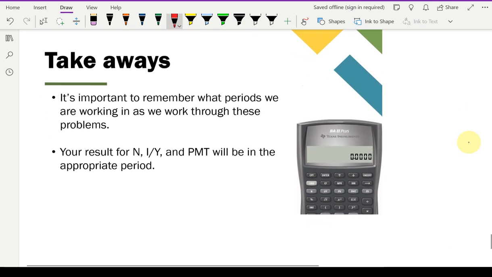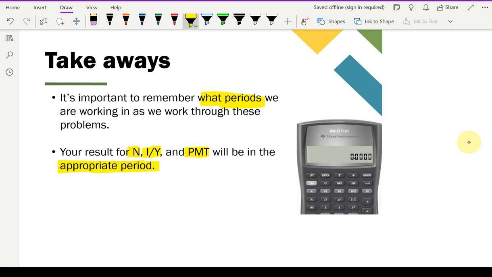So that's pretty much it for this set of questions. But as far as a takeaway, what I'd like you to remember is that it's important to remember what periods we are working in as we work through the problems. And remember, your results for the period, the interest per year, and payment will be in the appropriate period, that being semi-annual, quarterly, or monthly.